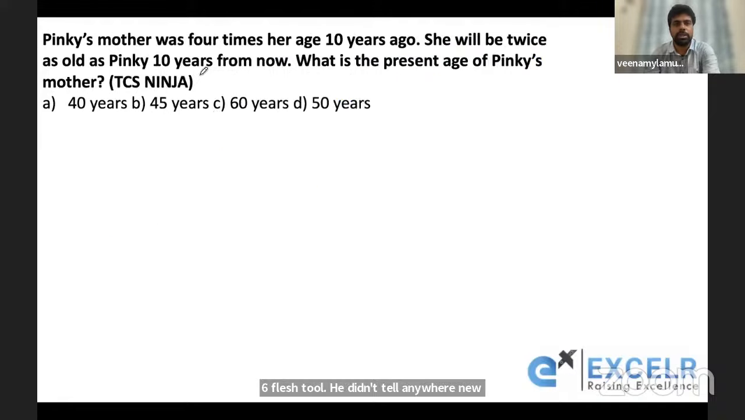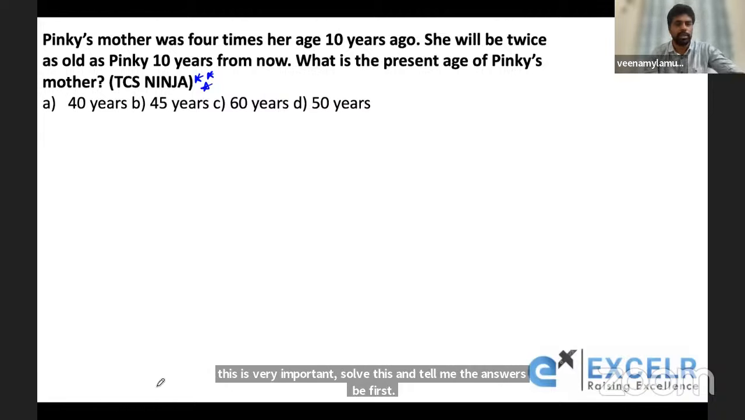Now solve this question. This is very important. Solve this and tell me the answers. Be fast. I'll give you 1 minute. I want everyone to solve and tell the answers. Be fast.